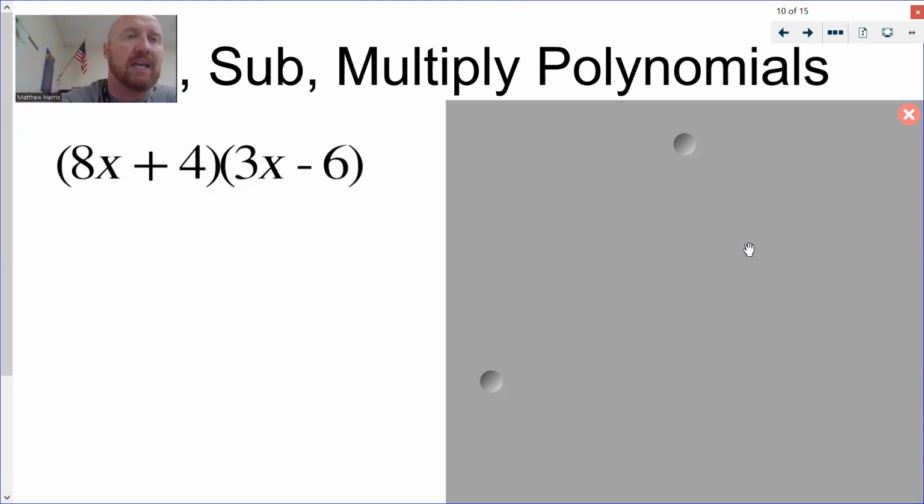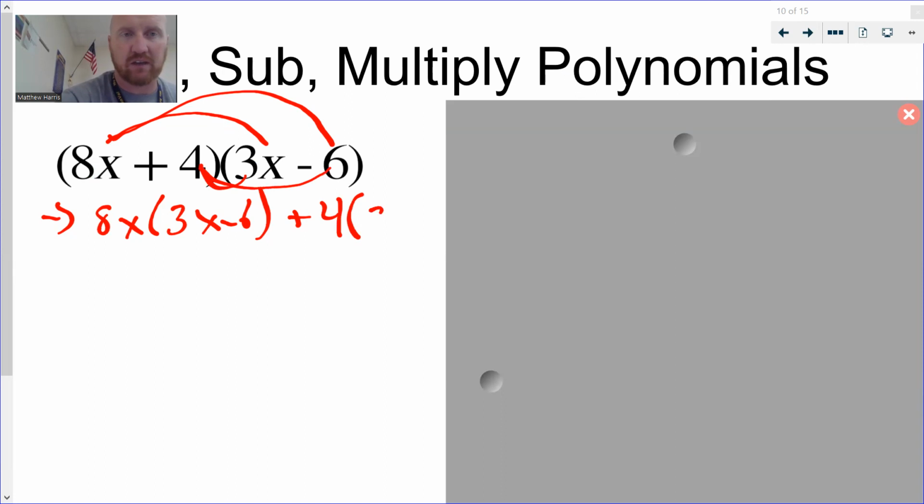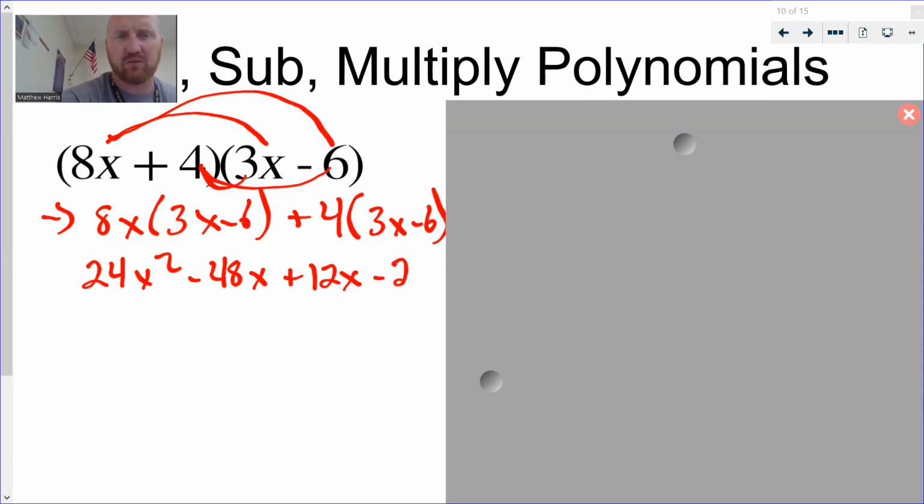Meaning, we're going to take this 8x and we're going to multiply it to 3x. And then we're going to take the 8x and multiply it by the -6. So how we can rewrite that out is we basically have 8x times (3x minus 6). And then we also have plus 4 times, we also got to distribute this 4 to everything. So we also have minus 6 this way. So 8x times 3x, 24x squared. 8x times -6 is -48x. 4 times 3x would be 12x. And 4 times -6 is -24.